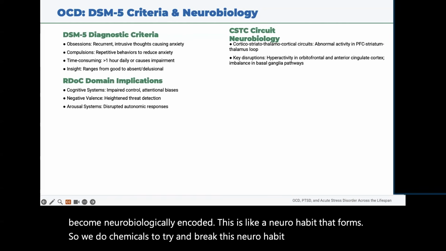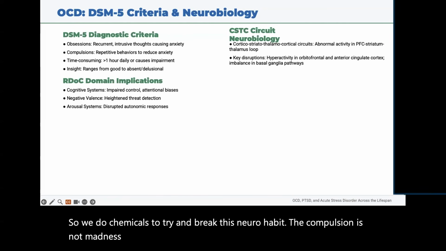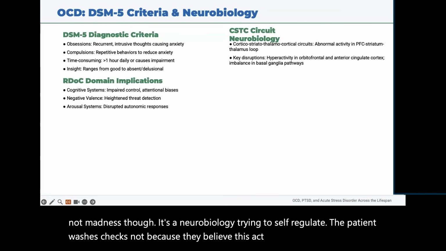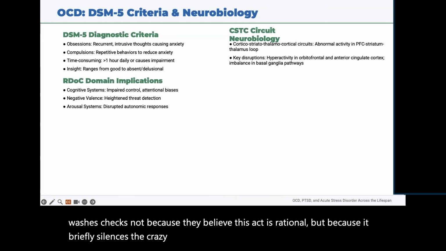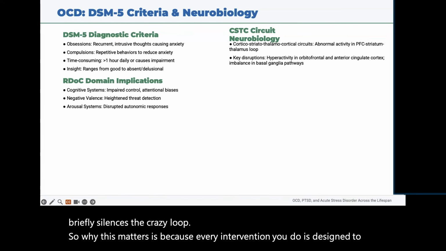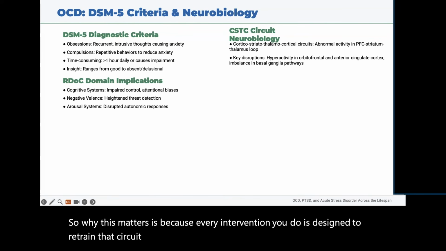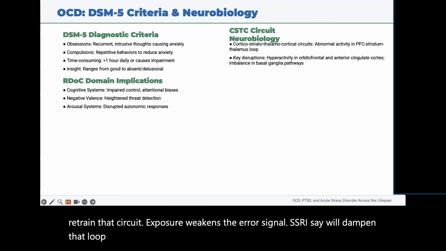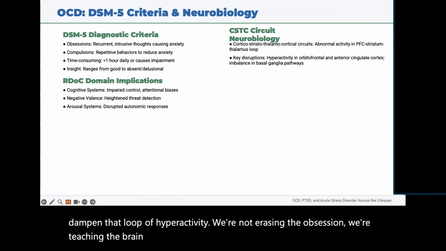The compulsion is not madness, though. It's a neurobiology trying to self-regulate. The patient washes, checks, not because they believe this act is rational, but because it briefly silences the crazy loop. So why this matters is because every intervention you do is designed to retrain that circuit. Exposure weakens the error signal. SSRIs will dampen that loop of hyperactivity. We're not erasing the obsession. We're teaching the brain to just let it pass.